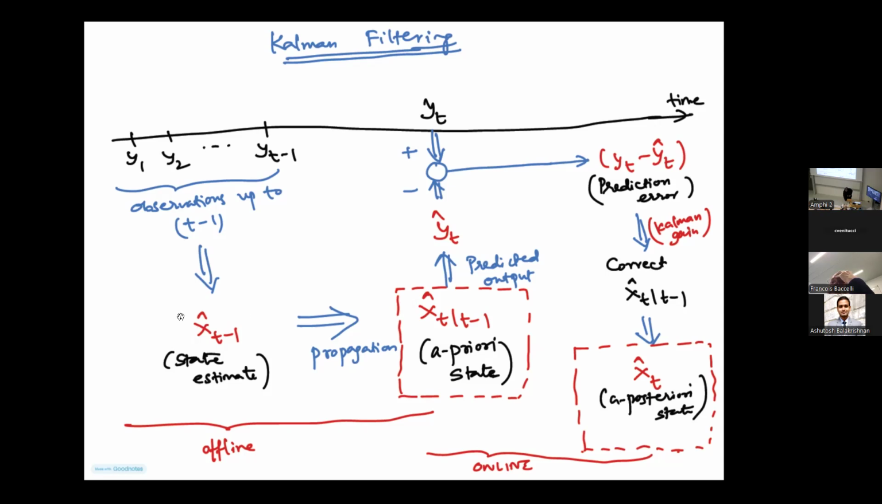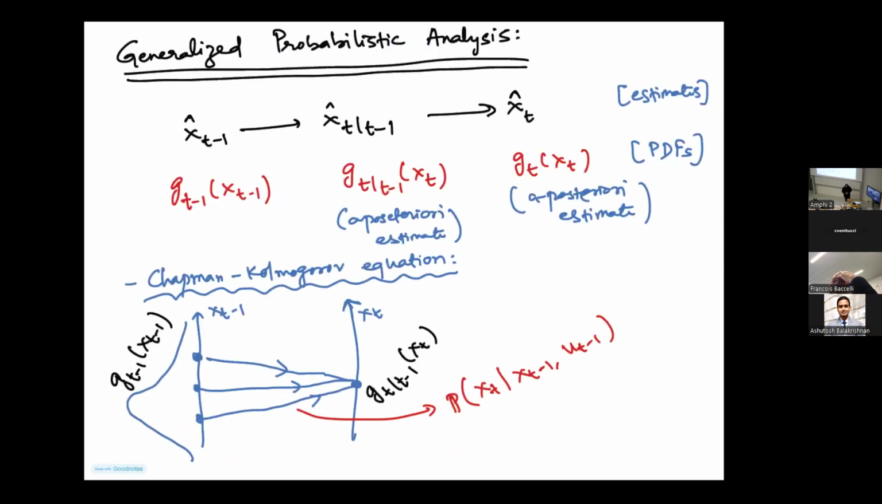And these three parts, so the state estimate at t-1, the a priori state, and the a posteriori state, are the three stages in which this analysis will be done. So let's first see from a probabilistic perspective what is going to happen. Now we have these three states: x hat of t-1, which is the previous time state, then the a priori state estimate, and then the a posteriori state estimate. Say they have PDFs g of t-1, g of t given t-1, and g of t at xt.